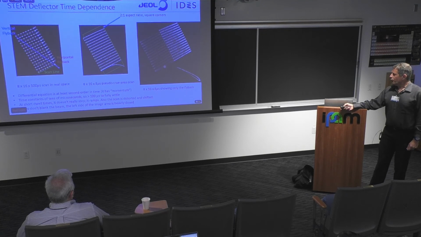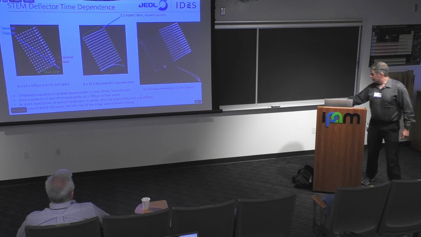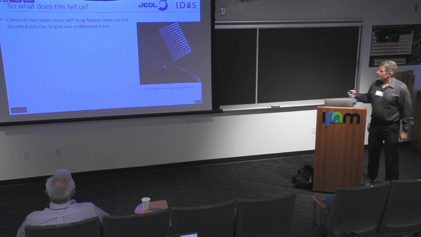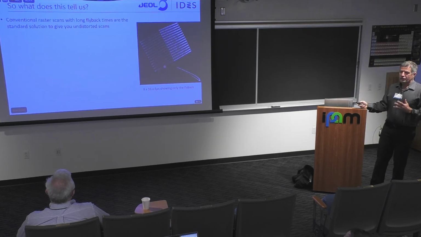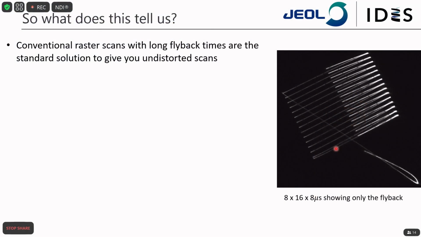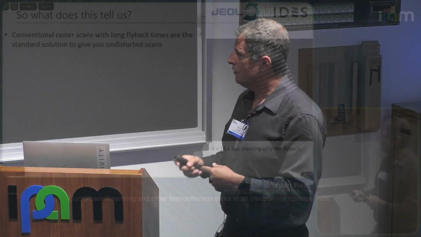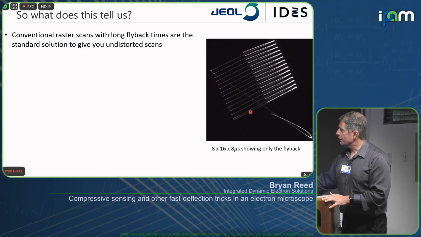So the take-home message from this is that conventional raster scans with long flyback times are the standard solution to get around this. There's a reason that they go to the left end, establish momentum, and then start collecting data. But all the time, they're blowing up your sample, right? The beam is not turning off conventionally. So doing that again and again for every scan line, that's how you get undistorted scans conventionally.